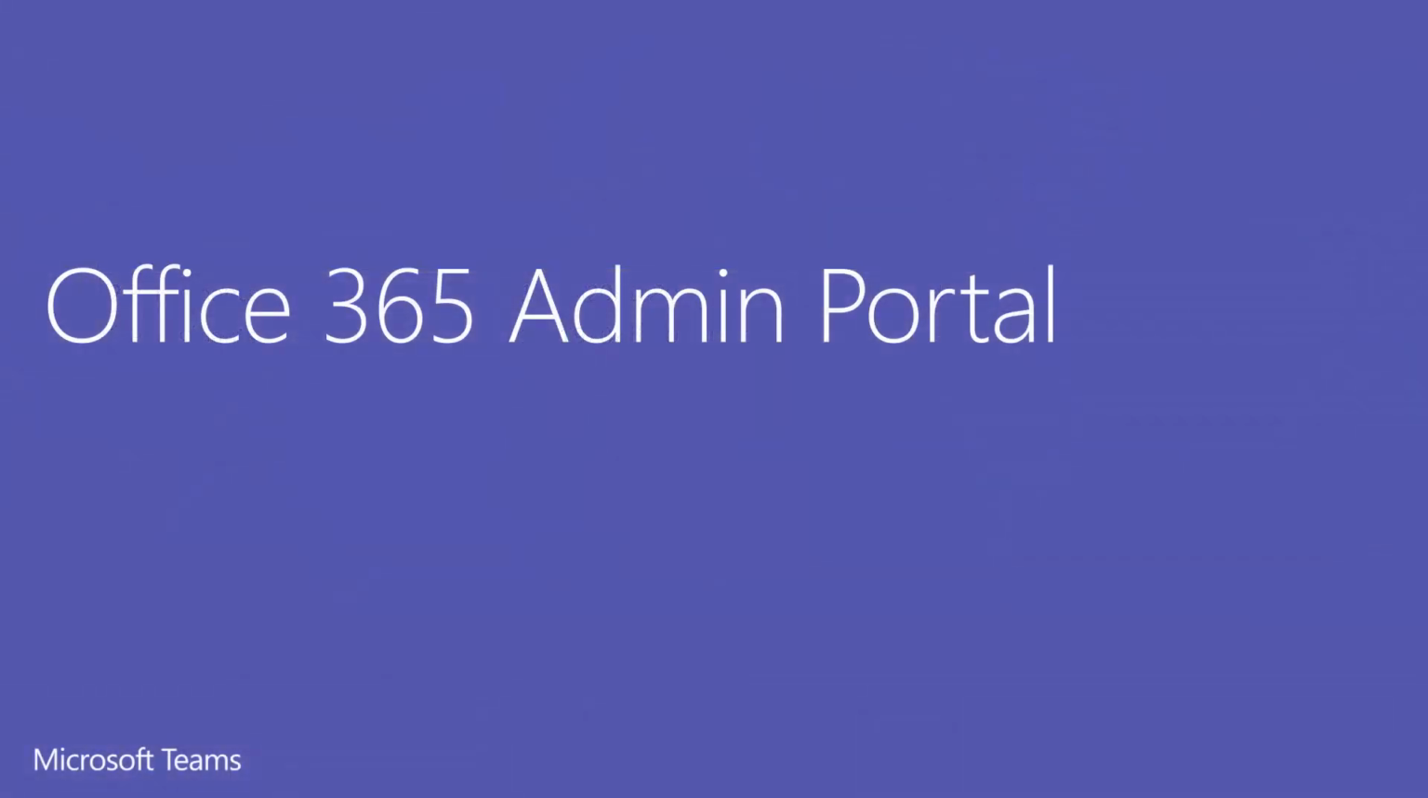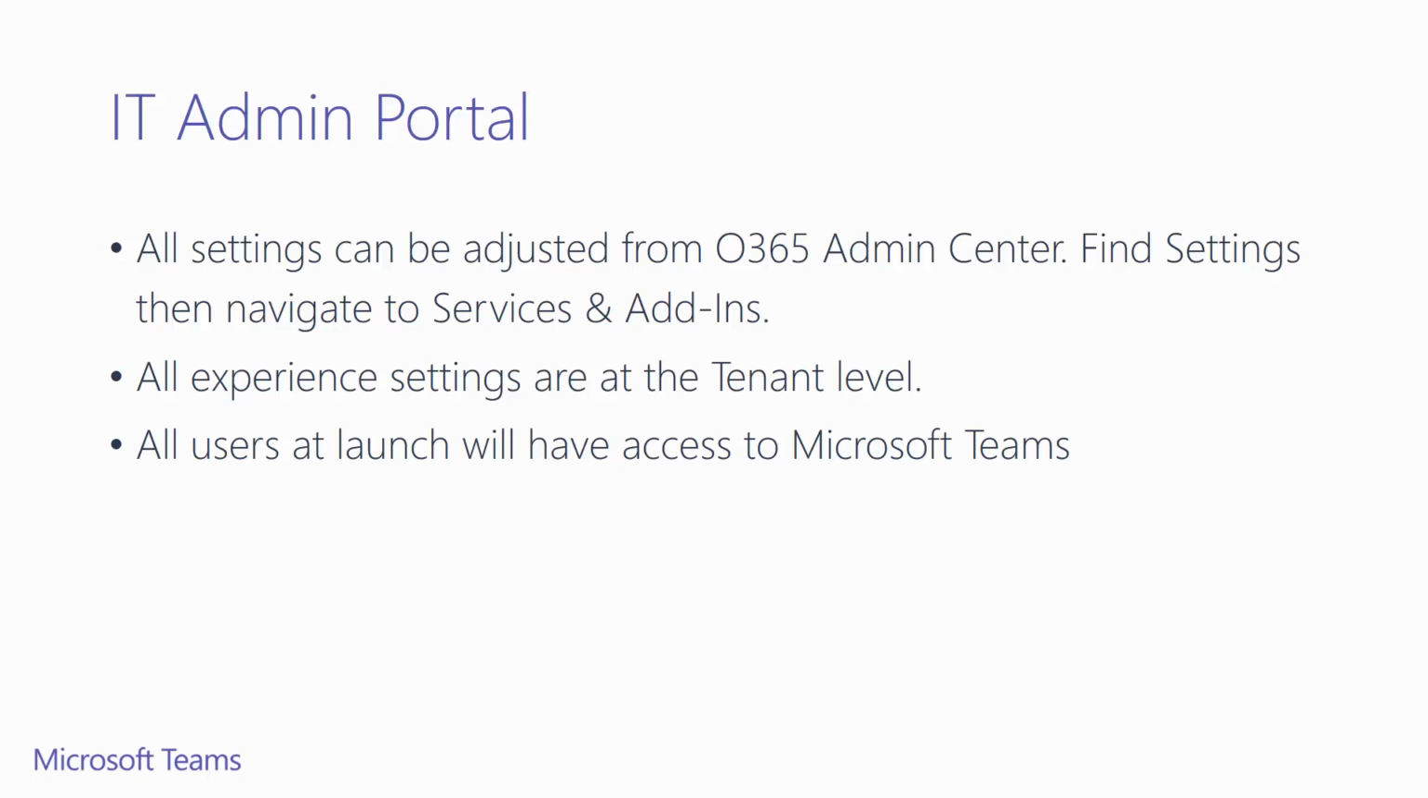So we've discussed what Microsoft Teams is built on, how it behaves, and how to configure your network. Now we need to learn how to manage Microsoft Teams for your tenant. In the Office 365 IT Admin portal, you can adjust tenant level settings in the Services and Add-ins section. All settings here will be set for the entire tenant. If you did enable Microsoft Teams at preview and save those changes, then disabled Microsoft Teams for your tenant, we will not re-enable it automatically for you at GA.